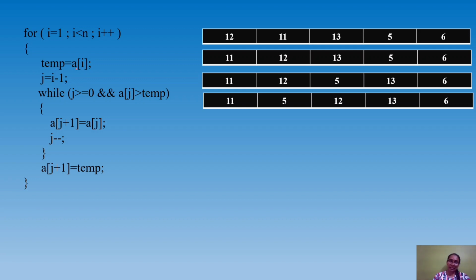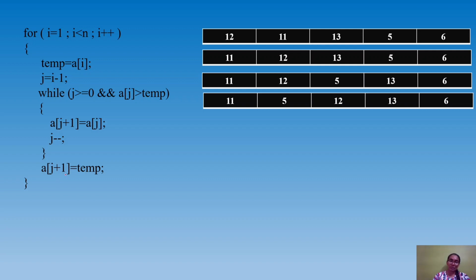Temp value is 13. J is greater than or equal to 0. 1 is greater than or equal to 0. Yes, it is true. And A of j, J value is 1, A of 1. A of 1 is 12. Is 12 greater than 13? No, it is not. So what happens? It comes outside the while loop.